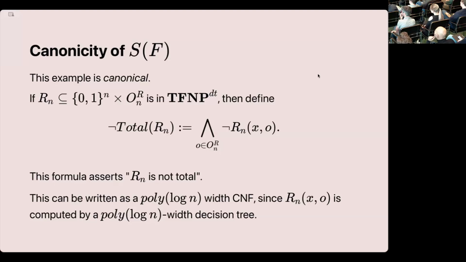If I start with some query total search problem in TFNP, then you can consider the following CNF formula, which just says that R of n is not total, right? I take the conjunction over every single solution to this search problem, and then I'm going to say, hey, this is actually not a solution, right? And now I can express this R_n of x as a decision tree, as a low depth decision tree. So in particular, this whole thing can be expressed as a low width CNF formula.